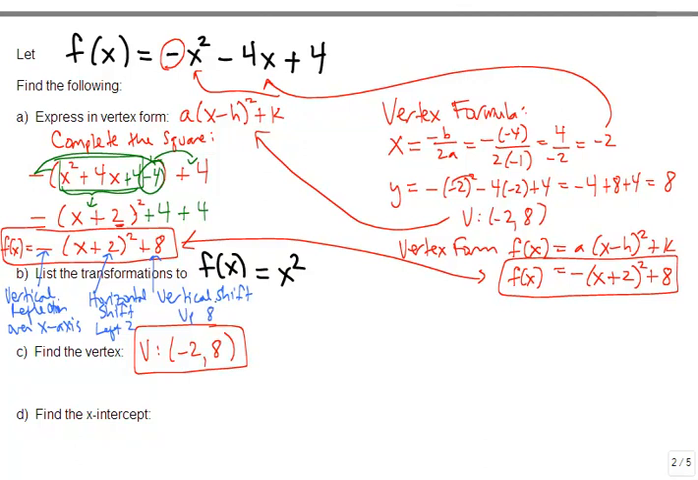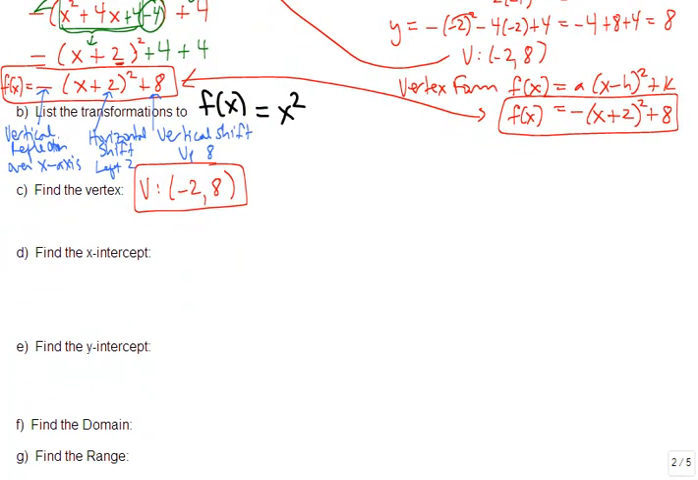So having it in this vertex form makes it more obvious which way we're shifting, left, right, up, down, and flipping over and stretching and all that kind of stuff. Alright, we already found our vertex from our vertex formula, and you could also see that from our vertex form, the opposite h and the same k. Let's go ahead and find our x-intercept next. And the x-intercept is usually tricky to find.